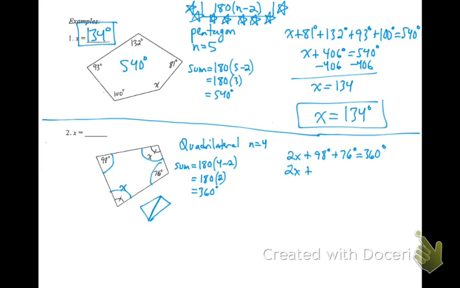Alright, so you just got to solve that equation. So 2x plus 174 is 360. Subtract off that 174, and we get 2x is equal to 186, which means 93 is going to be the degree measure of the value of x. So x is 93 degrees. Again, pause the video now and write down anything you need to before going on to the next couple of examples.